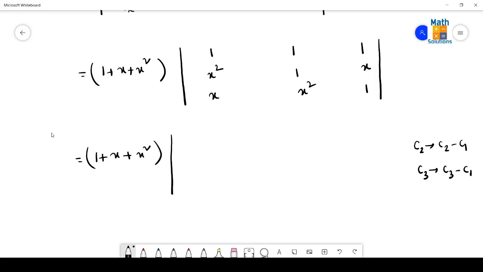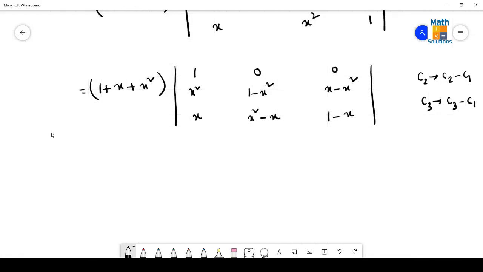So let us check what changes will occur here. 1, x square, x, means with respect to C1 all the changes are occurring, therefore this has to be kept as it is, nothing to change here. So this column minus this one will be 0, then 1 minus x square, then after x square minus x. Similarly in the last column also there will be 0, then x minus x square, then 1 minus x.